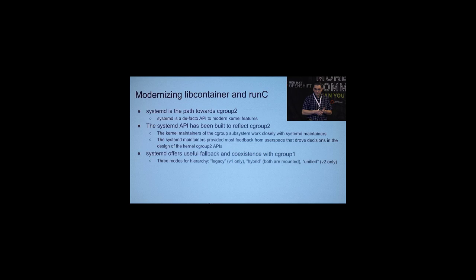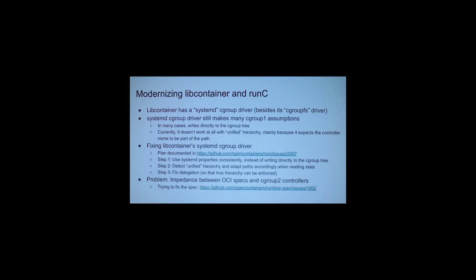Systemd also offers a transition path, essentially, because you can configure it to mount cgroup v1 only, or hybrid mode, which is what you end up seeing in most distributions these days, where it's mounting both version 1 and version 2. It's basically using version 1 to control all of the limits, but version 2 is already mounted there. And unified mode, which is only cgroup 2 mounted, and that's where we want to go. Libcontainer has the cgroup driver, and it makes all the cgroup 1 assumptions, writing directly to the cgroup tree, and doesn't work at all with the unified hierarchy.